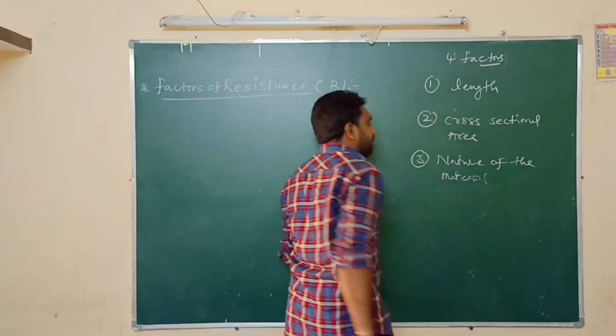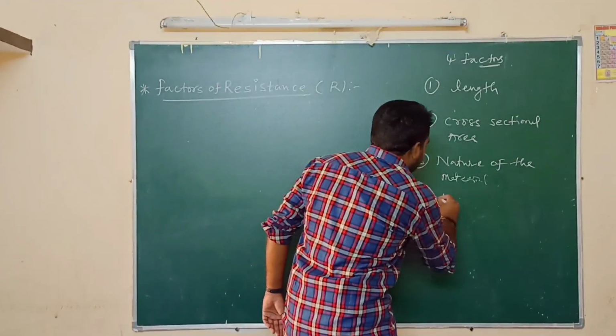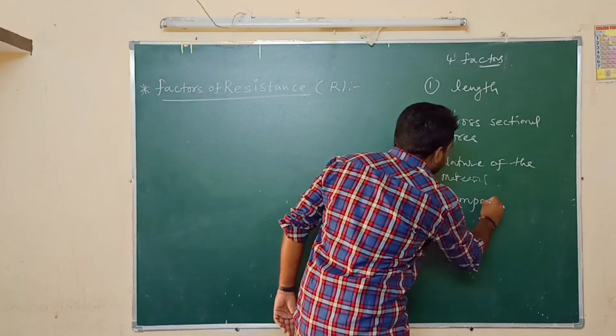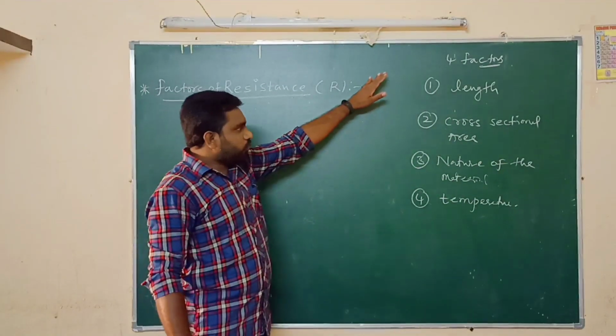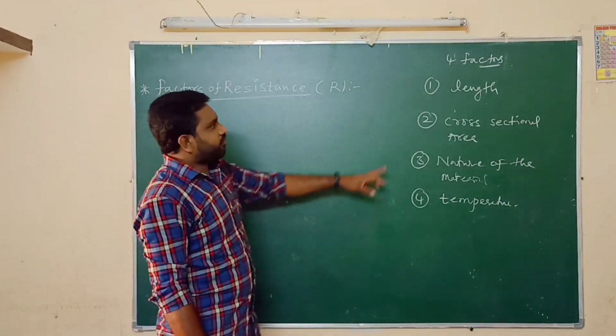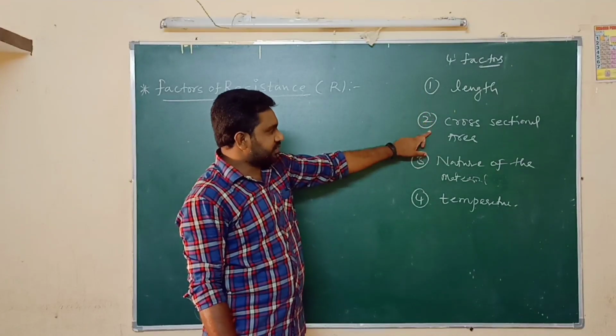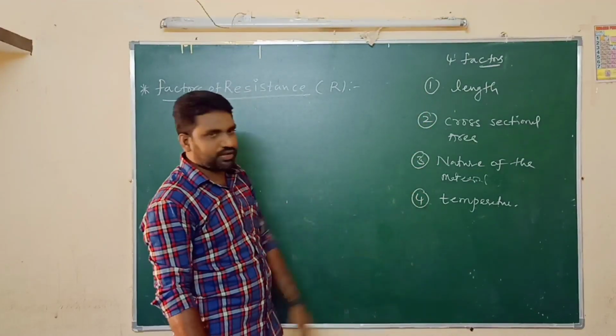Of the conductor. And the fourth one is temperature of the conductor. So these are the four factors that show their effect on the resistance of the conductor. The first one is length of the conductor, the second is cross sectional area of the conductor, the third is nature of the material of the conductor, and the last one is temperature of the conductor.